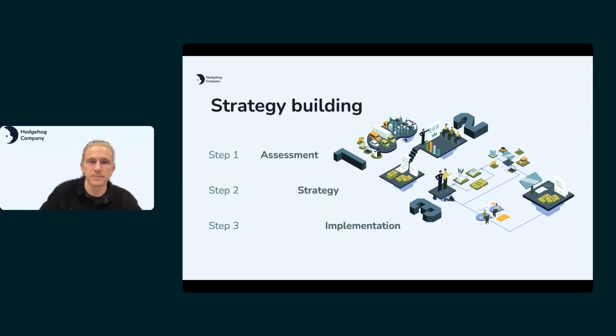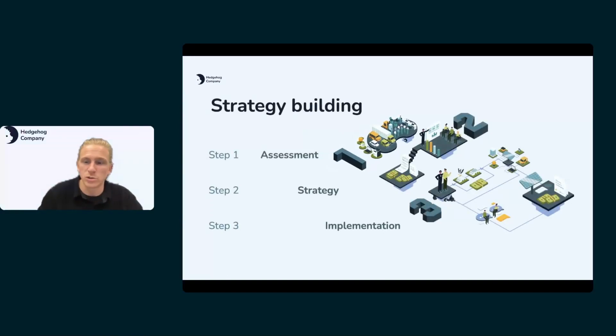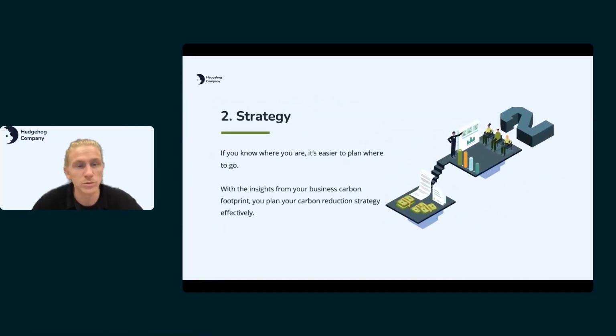So strategy building. We've started with an assessment. Bravo, we have just completed our assessment with our 3-step approach. That means that we can now go to step number 2 of our next 3-step approach. Why did we do this business carbon footprint? We've done this because when you know where you are, it's a lot easier to plan where you want to go. And with the insights of your business carbon footprint, you can plan your carbon reduction strategy very effectively.